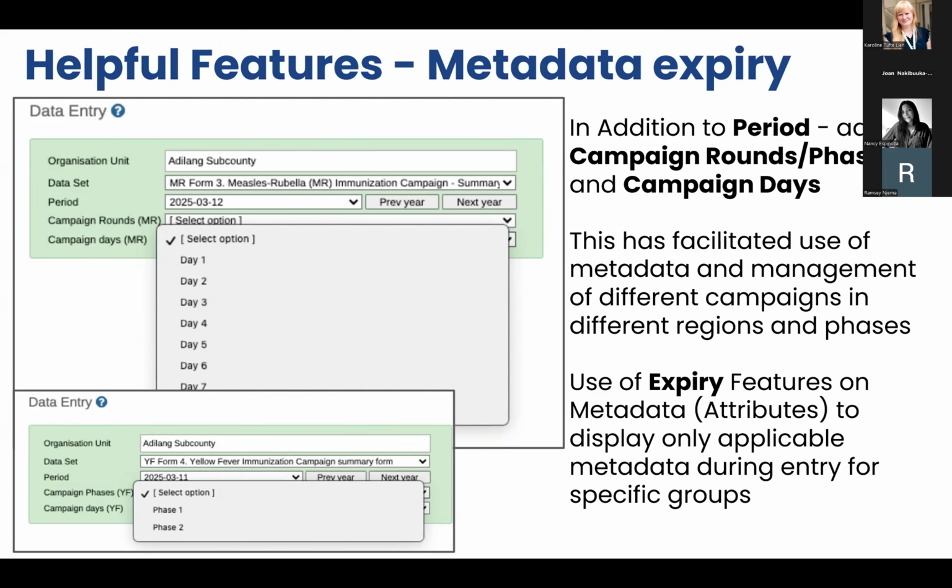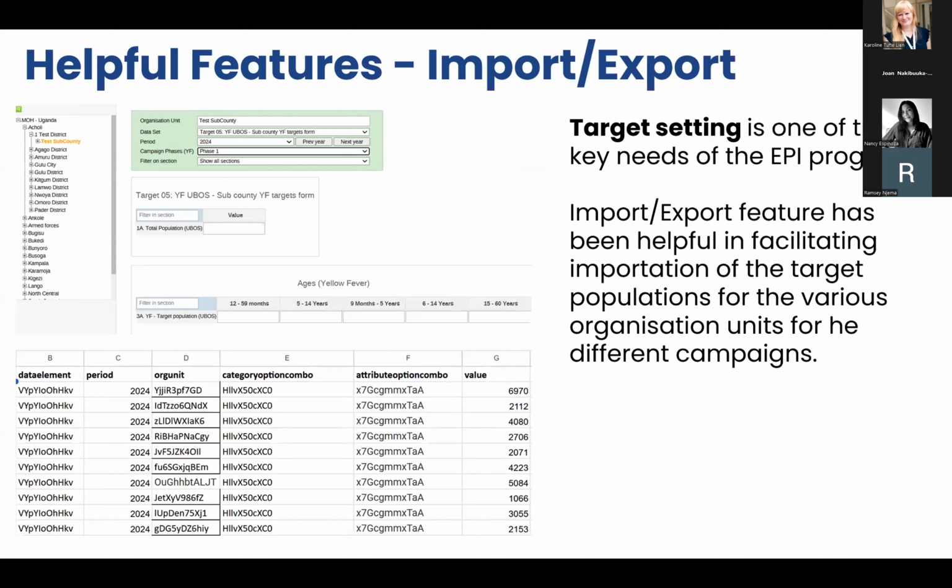The other helpful feature that we have made use of is the import-export, where target setting is one of the key needs of the program. These targets are centrally managed and they come from the Uganda Bureau of Statistics. So with these, we are able to format these denominators or these targets and import them into the DHIS2 as and when, depending on the campaign. Yellow fever will have a different target from polio, polio will have a different target from COVID, etc. So this has really been very helpful in having these denominators or these targets set in the system for monitoring.